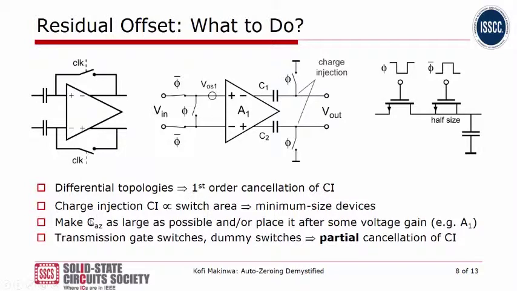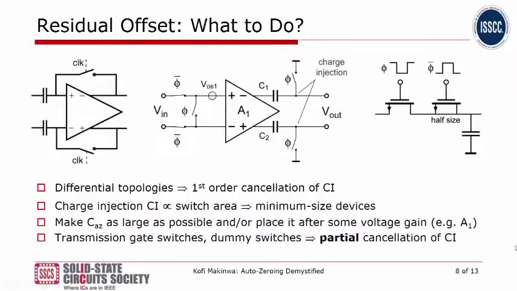Another obvious step is to make the auto-zeroing cap as large as possible, and even better, place it after some voltage gain. So do the auto-zeroing after the offset has been amplified by a certain factor. And then last but not least, we can get local cancellation of the switches' charge injection by using transmission gates and/or dummy switches. But I must stress these will only result in partial cancellation of charge injection because of the inevitable mismatch between, let's say, a PMOS device and an NMOS device, and a dummy switch which of necessity has to be smaller than the main switch.